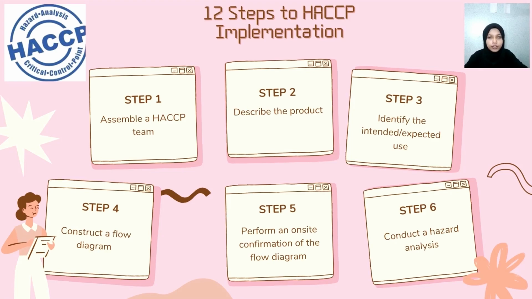Step 4. Construct a flow diagram that provides an accurate representation of each step in the manufacturing process. Step 5. Perform an outside confirmation of the flow diagram to confirm that it is aligned with actual operations. Step 6. Conduct a hazard analysis for each product step to identify any biological, chemical, or physical hazard.